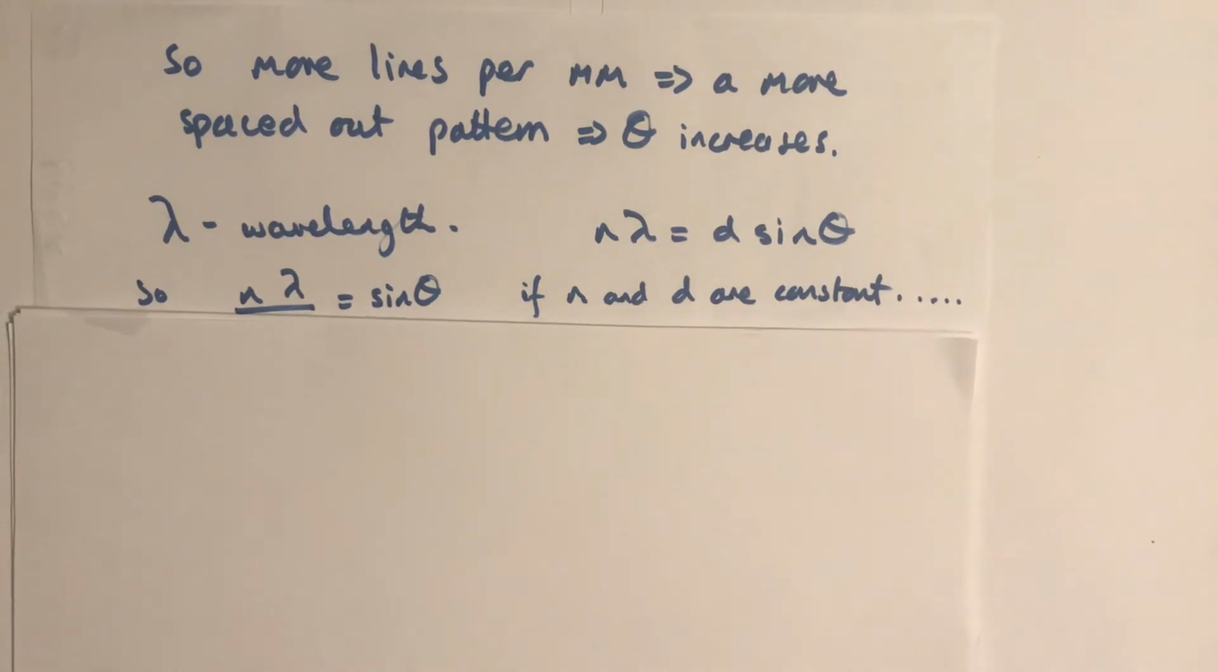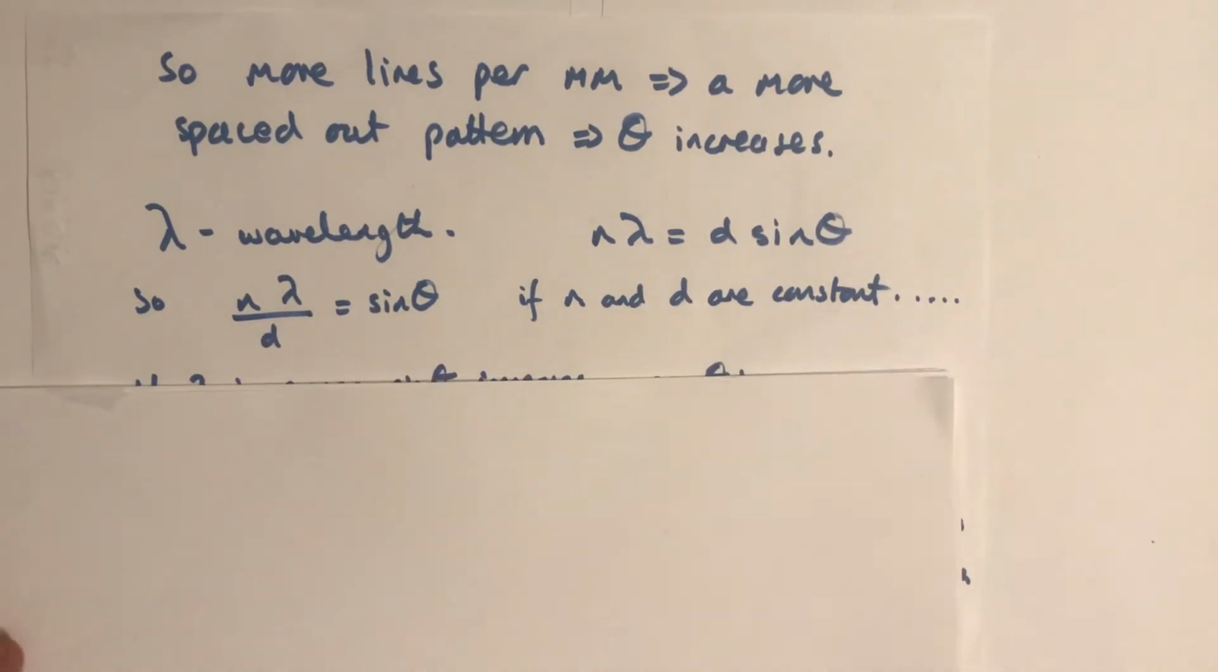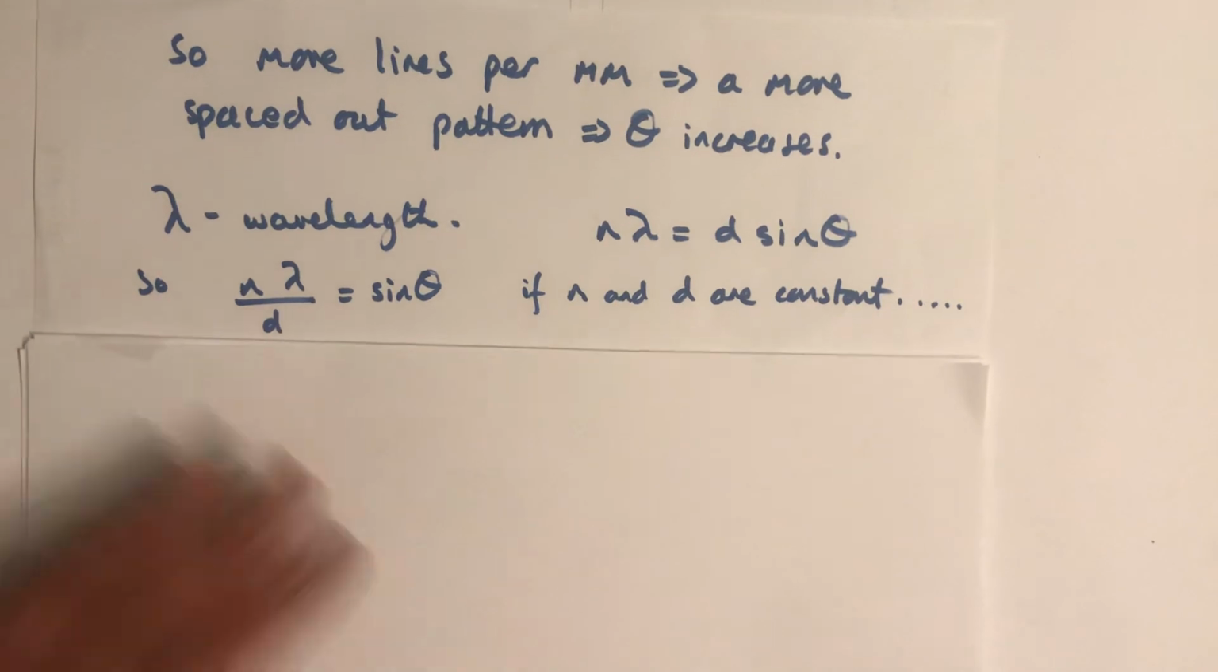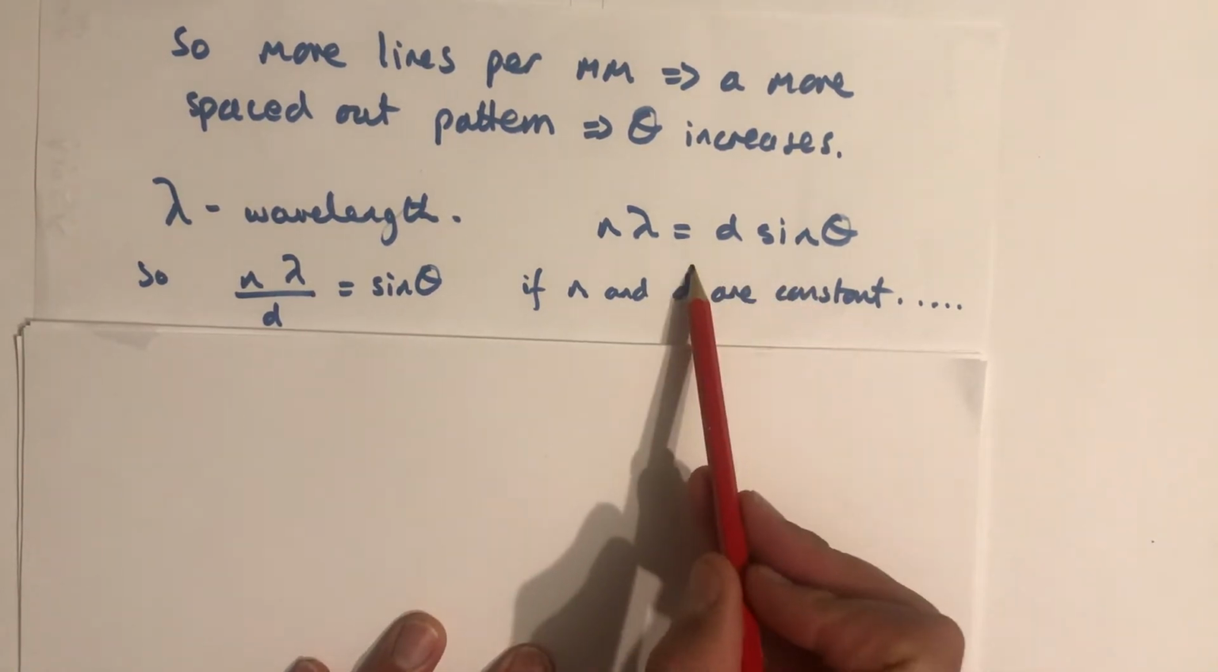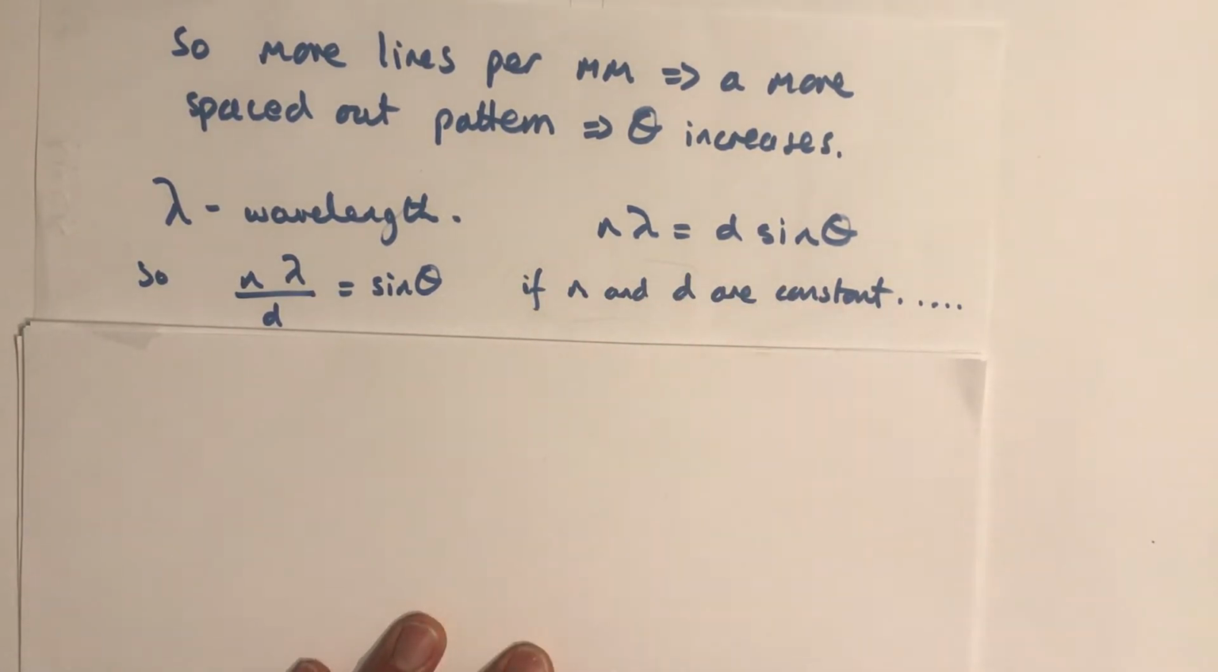Okay, let's look at changing wavelength. Now, if you're going to change wavelength, that's kind of implying that n and d are going to remain constant. So if you're going to change from, say, a red laser to a green laser, okay, how's that going to change the pattern?